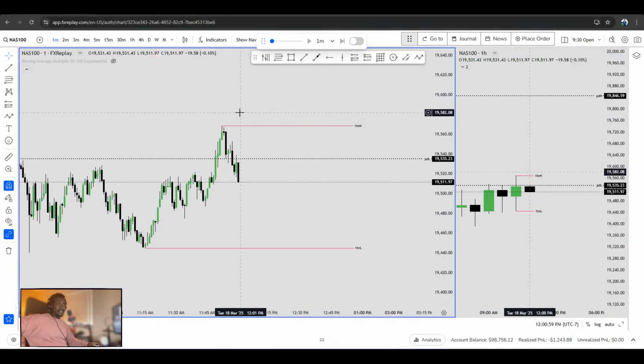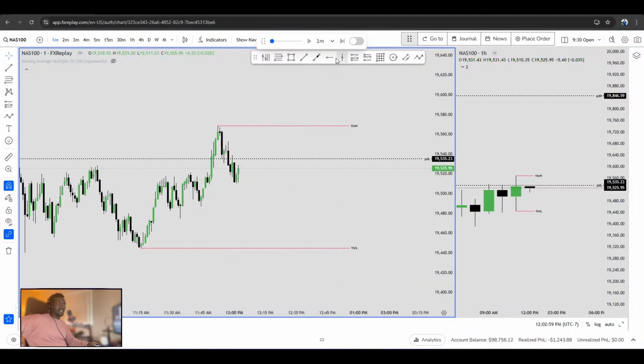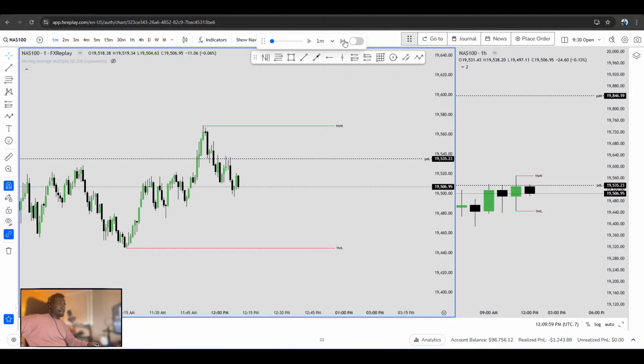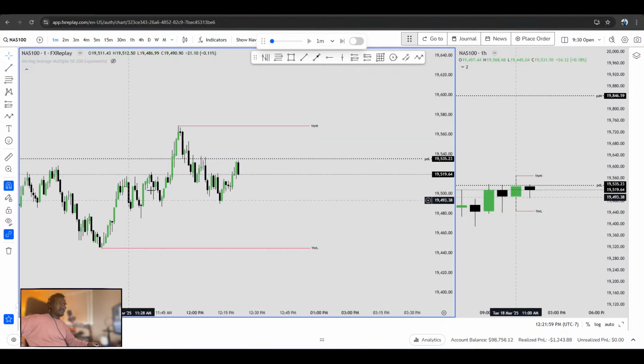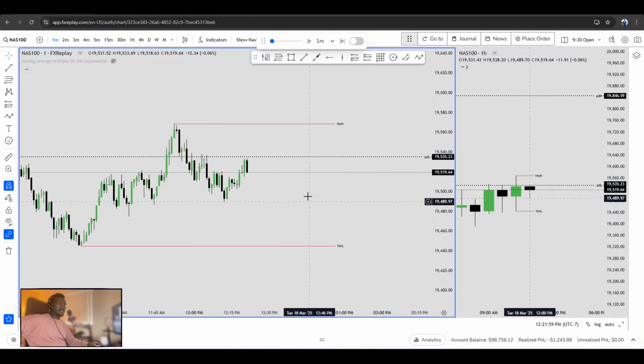So what time is it? It's now 12 p.m. That's the high of the previous 1 hour, and that's the low of the previous 1 hour. So we are waiting for either to be taken out. If not, then no trade. What time is it? 12:20.